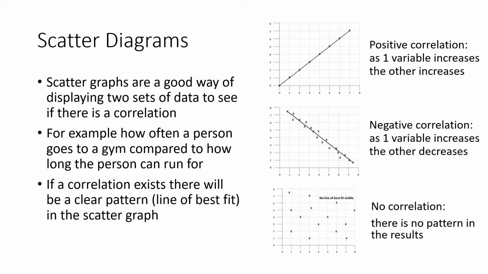And in the third graph, we have what's called no correlation. There is no clear pattern in those set of results. There is no line of best fit. So there is no relationship between those two variables.